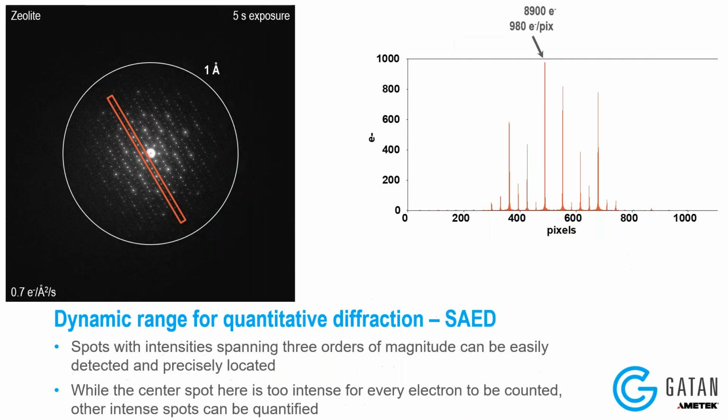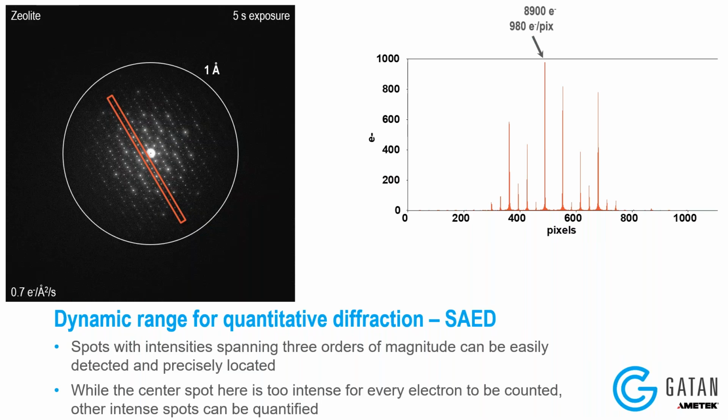The next thing that I want to talk about was dynamic range. So we've already seen this to some extent with the previous diffraction patterns, but spots with intensities spanning 3 orders of magnitude can be easily detected and precisely located with this camera. This diffraction pattern here is a 5-second exposure. So quite a reasonable exposure time, I would say, for diffraction.